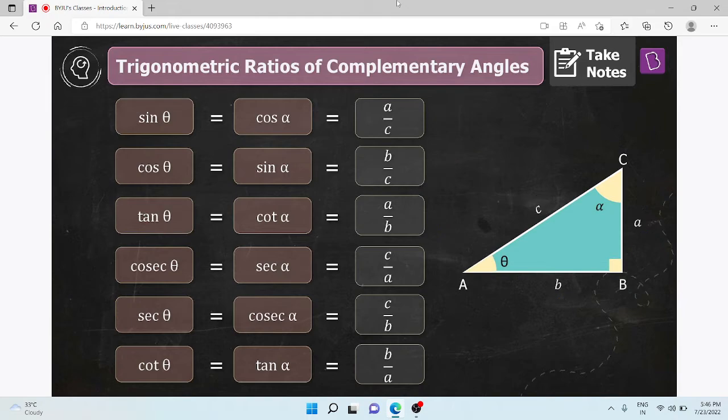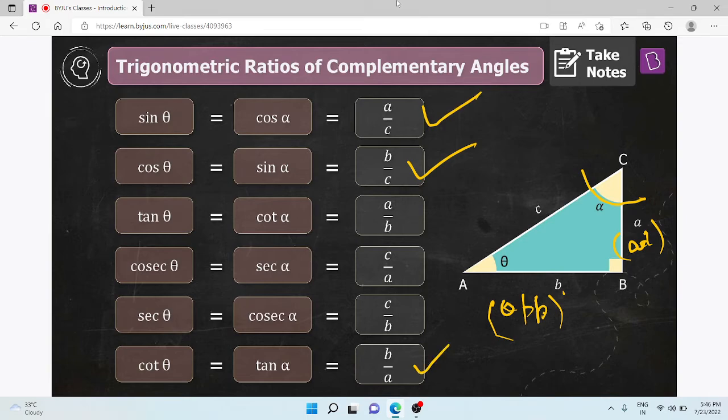Now for the angle alpha, this angle, the opposite side is AB, and BC is the adjacent side. Now for sine alpha, it will be B by C. Cos alpha is A by C. Tan alpha is B by A and so on.